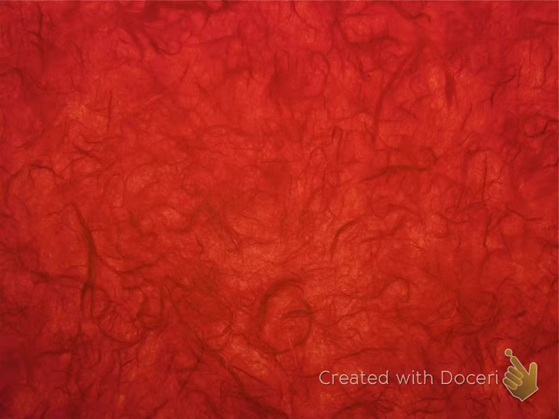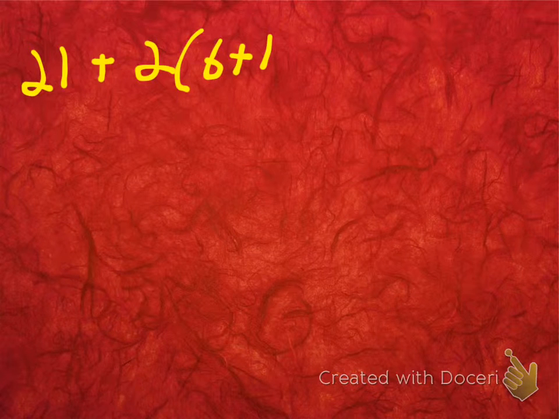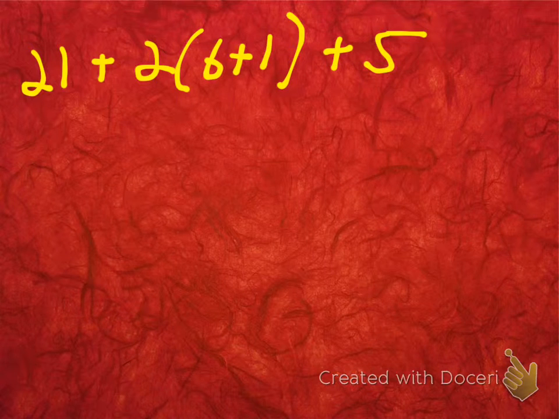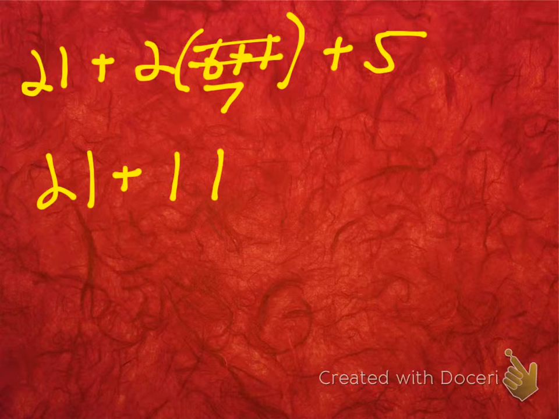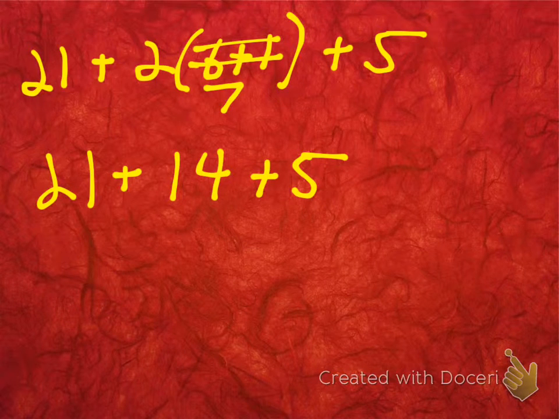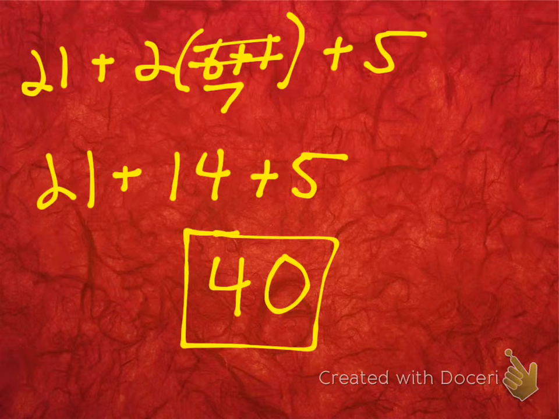Let's look at another easy one. It says, simplify the expression below. 21 plus 2 times the quantity 6 plus 1, plus 5. Another example of PEMDAS here. 6 plus 1 is 7. 7 times 2 is 14. And plus 5. So what's 21 plus 14? 35 plus 5? That's your answer.